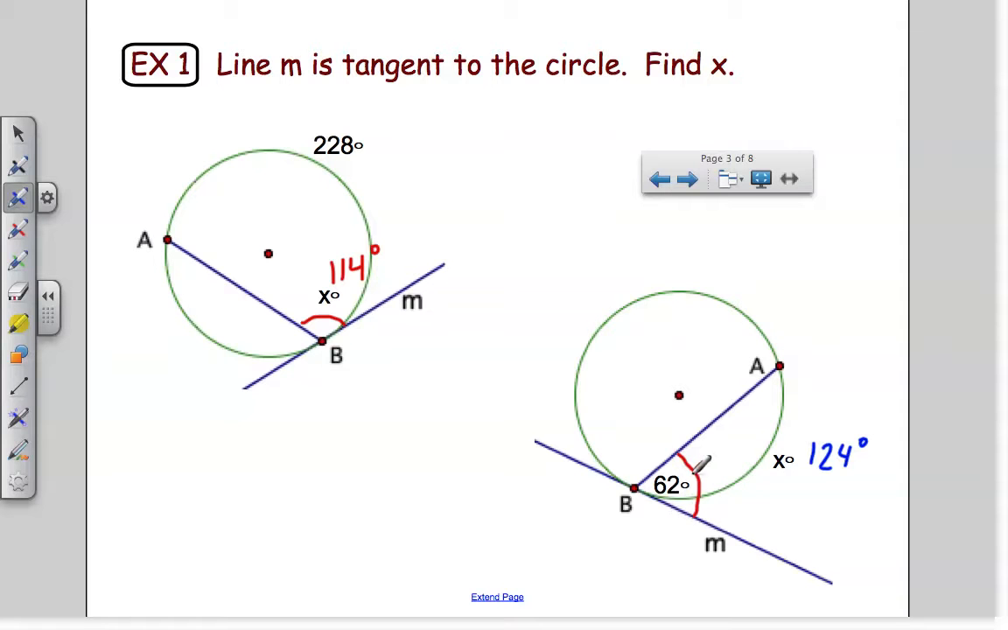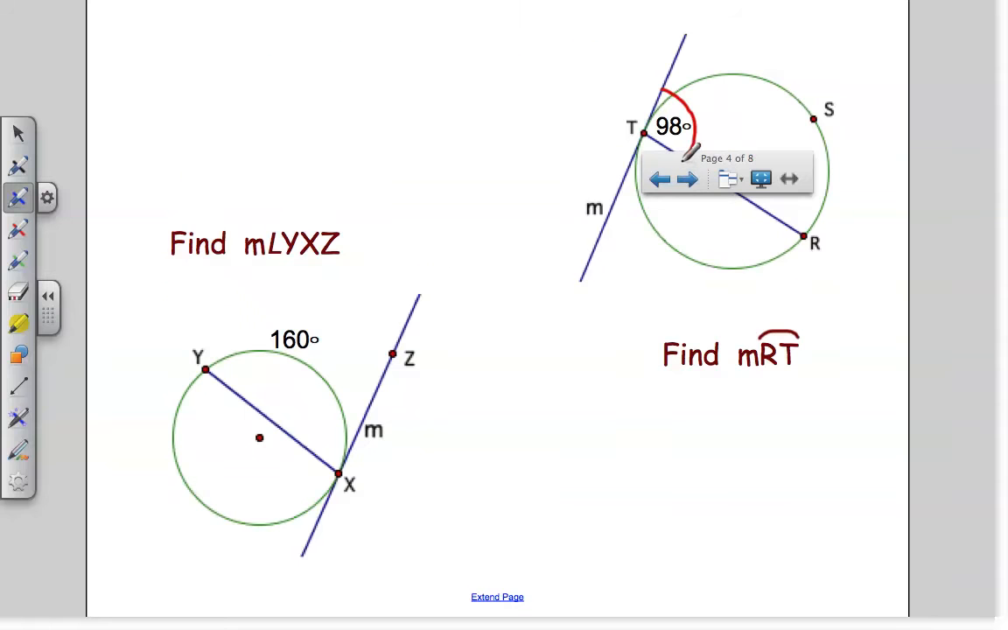Again, that is almost an inscribed angle. It's just a chord and a tangent. It's half of the intercepted arc. The intercepted arc is double that angle. I want you to do these two for class.